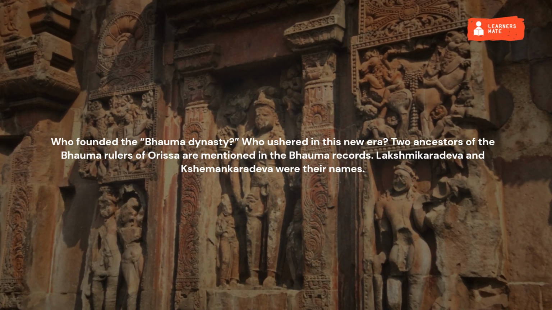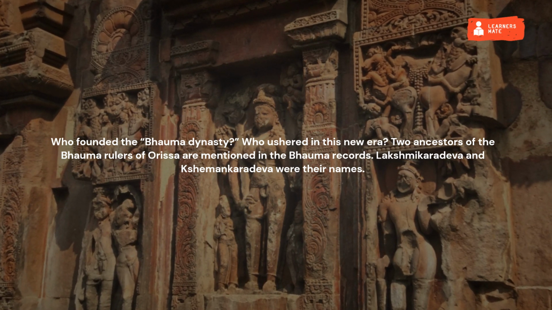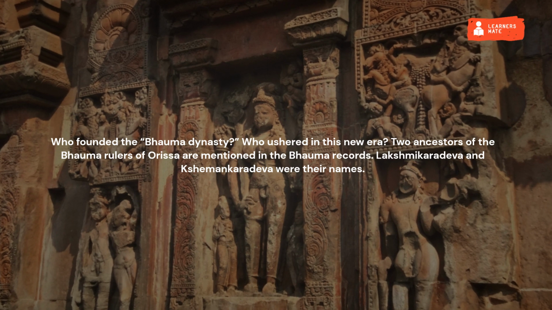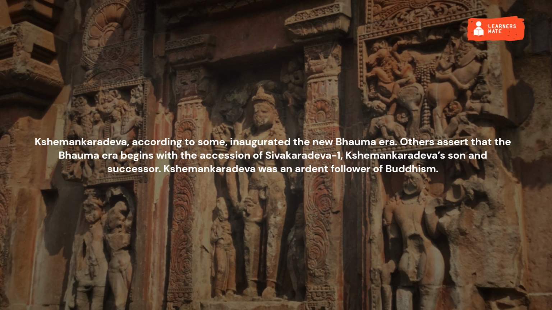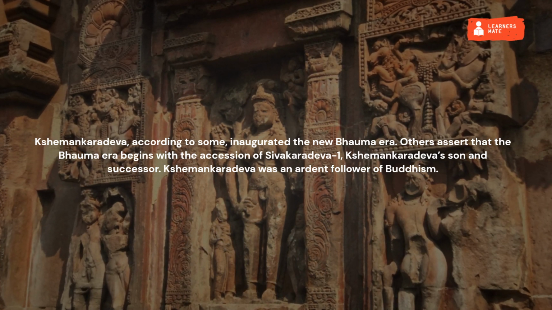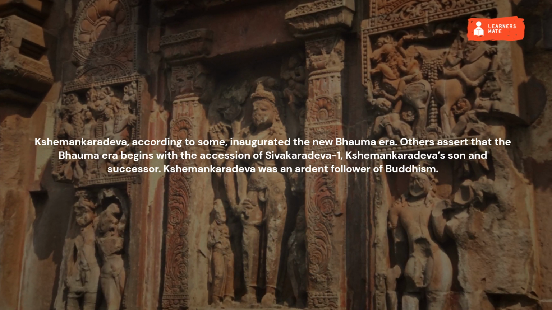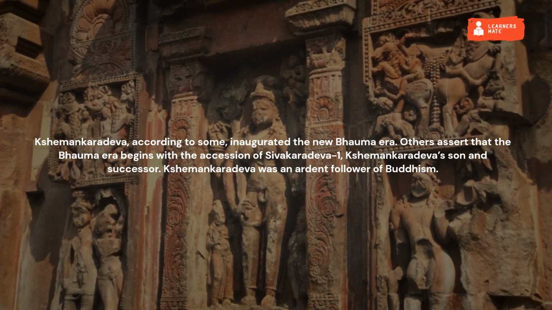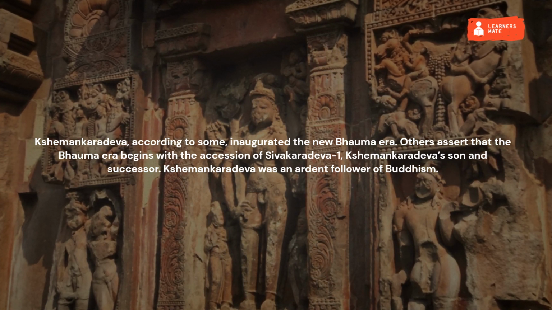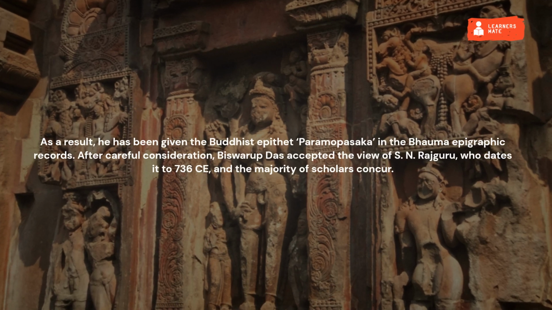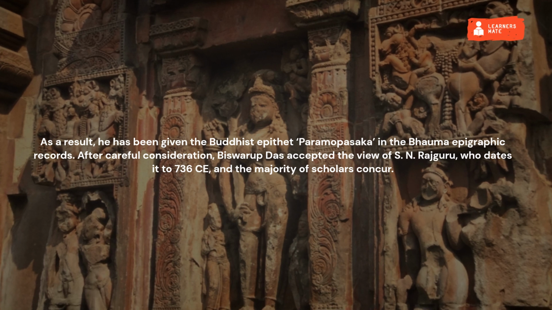Two ancestors of the Bhauma rulers of Odisha are mentioned in the Bhauma records. Lakshmikaradeva and Kshemankaradeva were their names. Kshemankaradeva, according to some, inaugurated the new Bhauma era. Others assert that the Bhauma era begins with the accession of Shivakaradeva I, Kshemankaradeva's son and successor. Kshemankaradeva was an ardent follower of Buddhism. As a result, he has been given the Buddhist epithet Paramopasaka in the Bhauma epigraphic records.